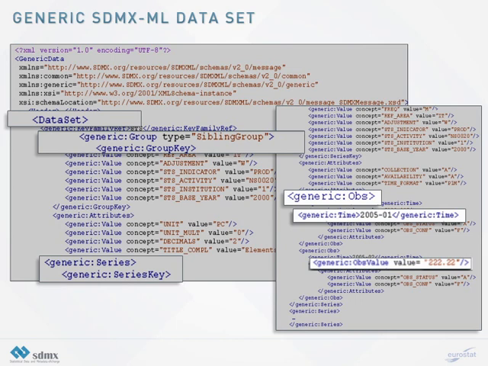The generic format is a self-descriptive message. The XML elements, dataset, group, series, ops, attributes, and the XML attributes, concept, value, included in this generic message can be understood and interpreted independently from the DSD.